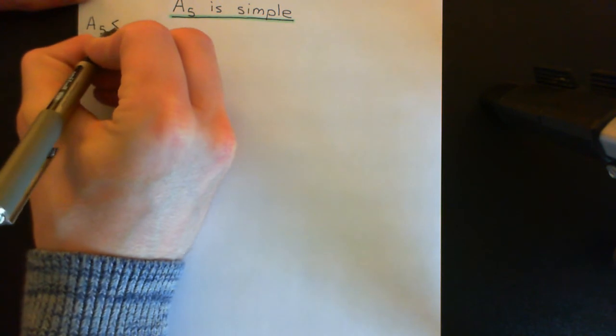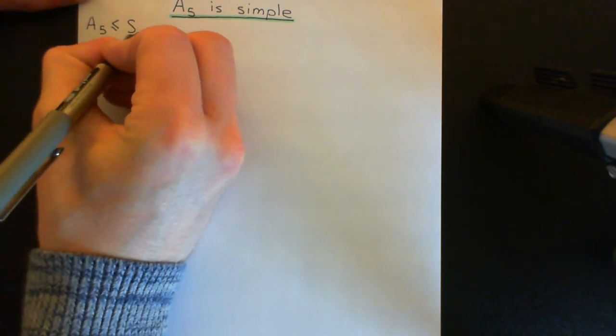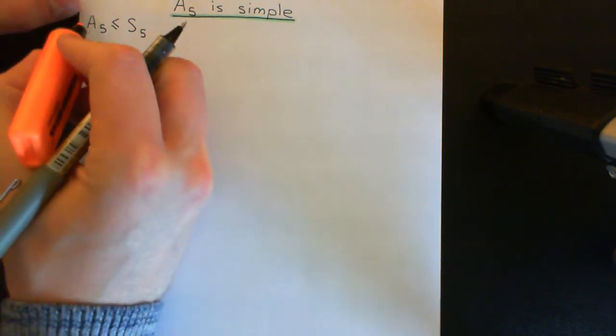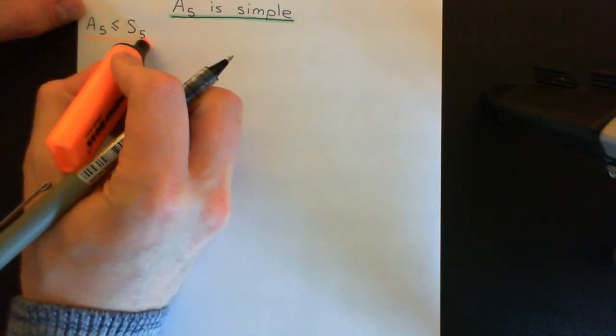Now, of course, we know that this is going to be a subgroup of the symmetric group on the set of 5 elements, and it's going to be the subgroup that contains all of the even permutations. So we know that in an arbitrary symmetric group on the set of n elements, you can ascribe to all of the permutations a sign, +1 or -1, and those that get +1 are called even permutations, and those that get -1 are called odd permutations.